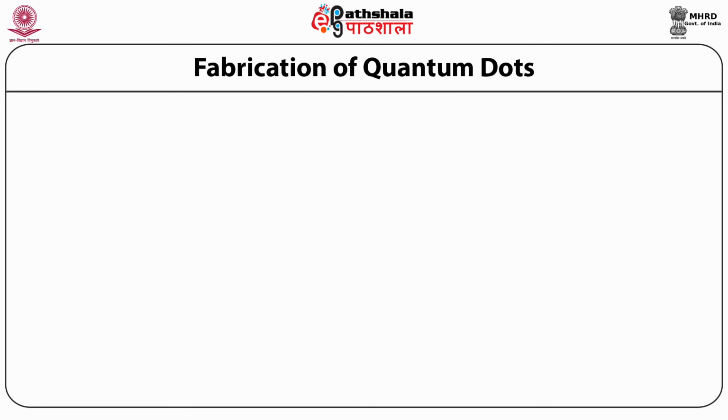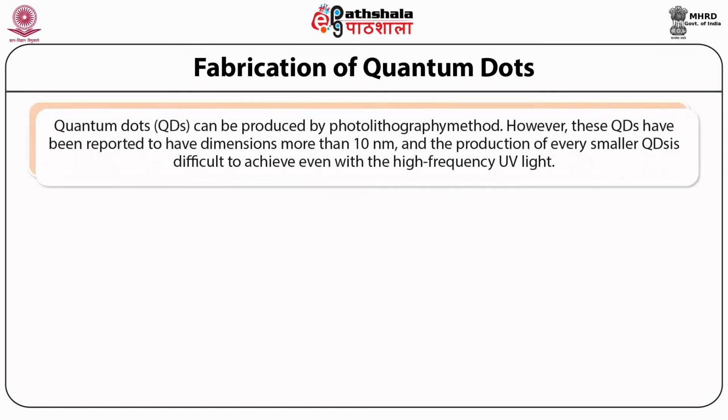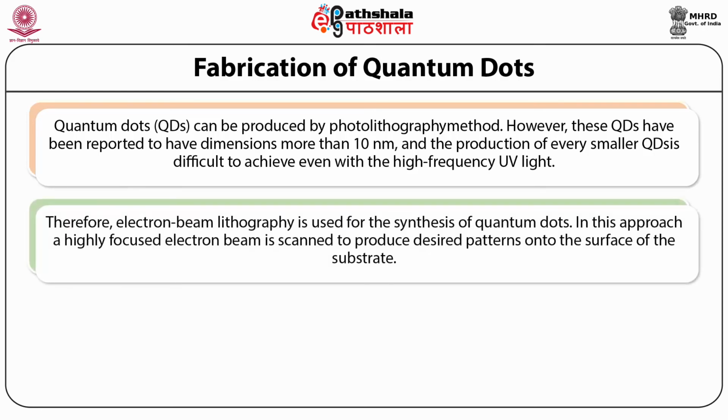Now let us see the fabrication of quantum dots using photolithography. Quantum dots are produced by the photolithography method. However, these quantum dots have been reported to have dimensions of more than 10 nanometers, and the production of every similar quantum dot is difficult to achieve even with high frequency UV light. Therefore, electron beam lithography is used for the synthesis of quantum dots.